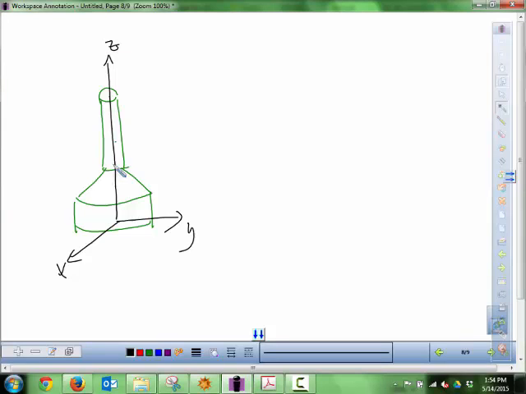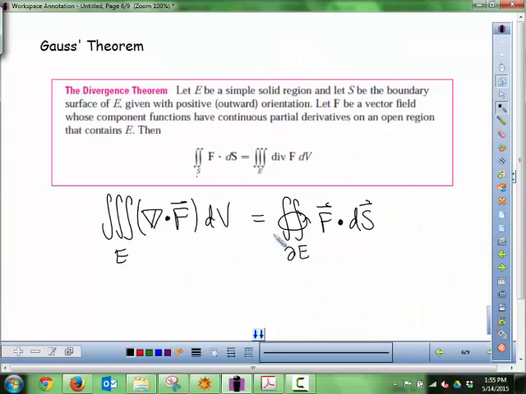So imagine if this was an open surface, how you would use Stokes' Theorem. And also imagine if this was an open surface, how would you use Gauss's theorem? Gauss's theorem is a little trickier because, according to the theorem, we're looking at a closed surface. Okay, so that's something interesting to think about, to help prepare for your test.